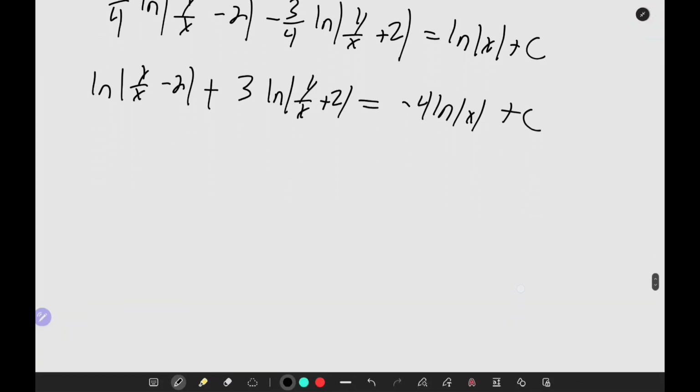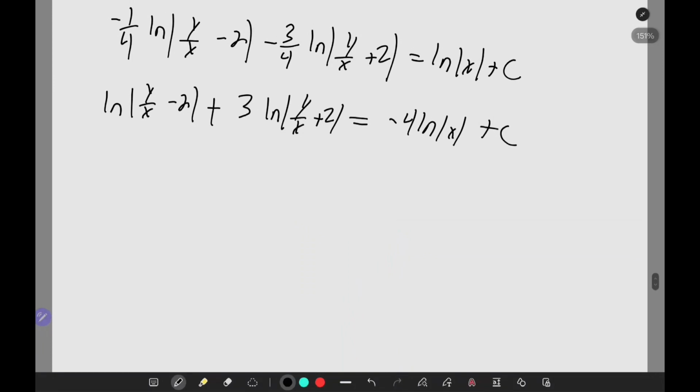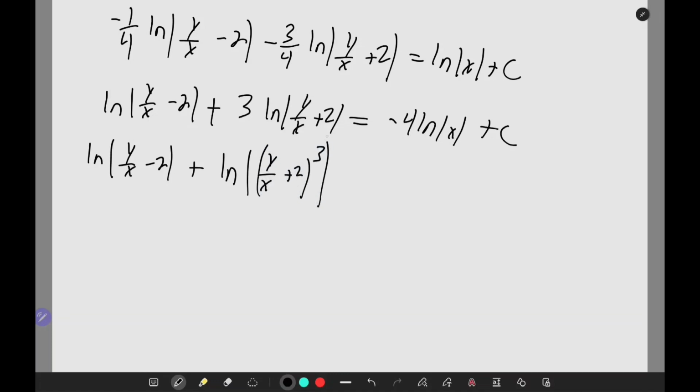So now we can do some log rules here. This will stay as this. Whenever you have a number multiplied by a natural log, you can take the inside of the natural log and raise it to that number, raise it to its coefficient. And then you do the same thing over here: ln of x to the negative 4th plus c.